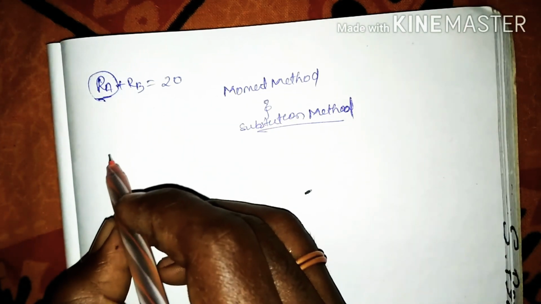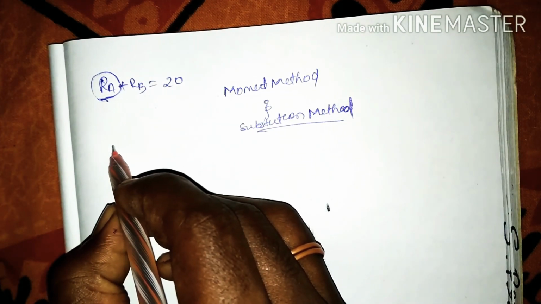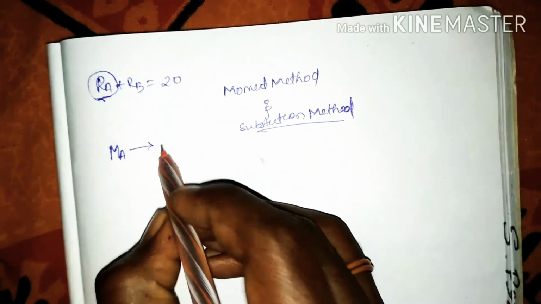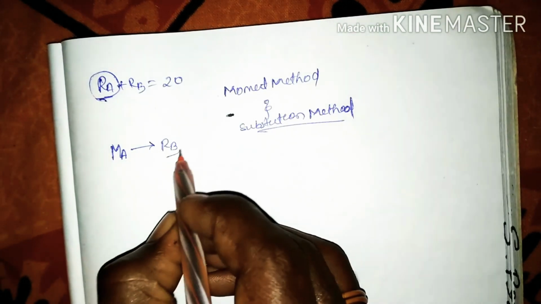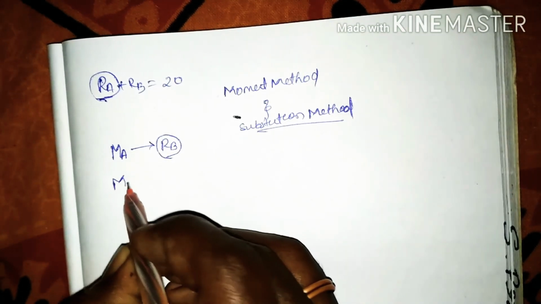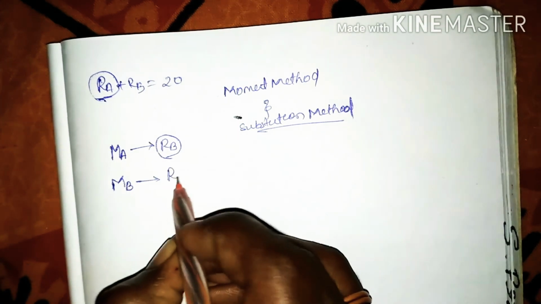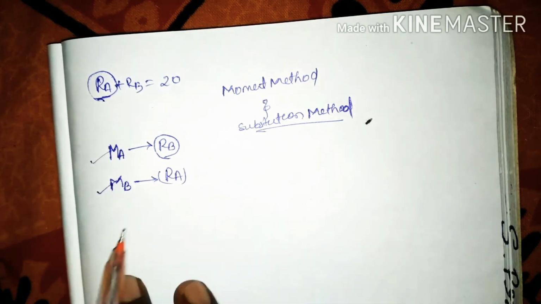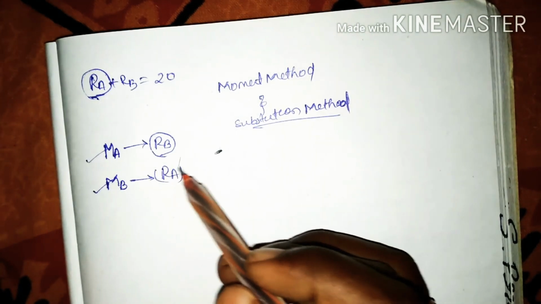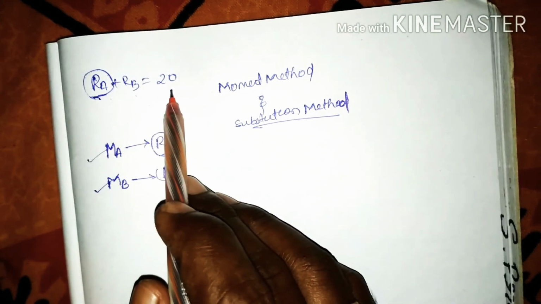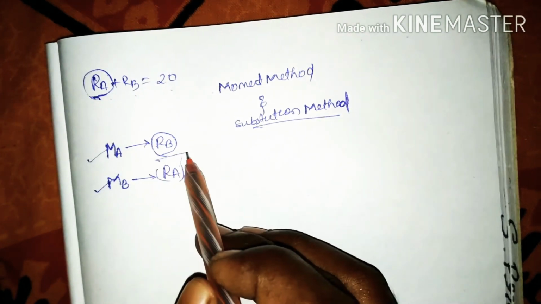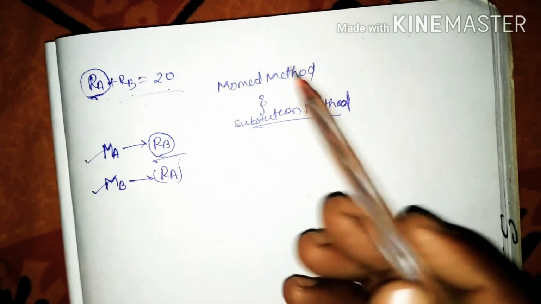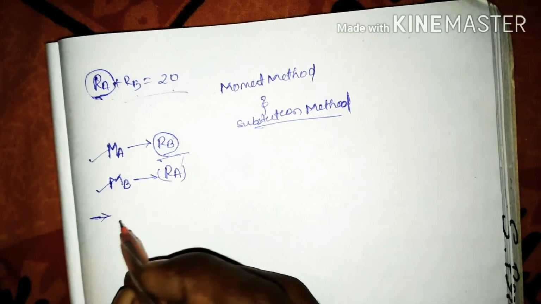For finding RA, I have one logic: if you take the moment about A, we are going to get RB. That RB value we are going to find here. If I take the moment about B, then I am going to get RA. Either you can choose moment about A or moment about B to find either of these, because we know that RA plus RB is equal to 20 kilonewtons. If I know one reaction, and substitute the value in this equation, then we are going to get the other value.